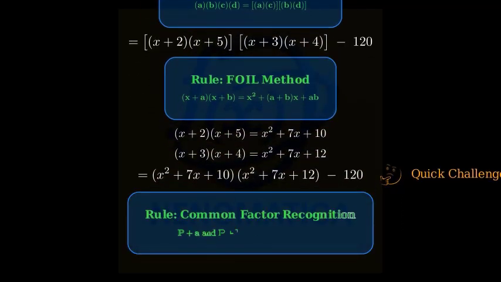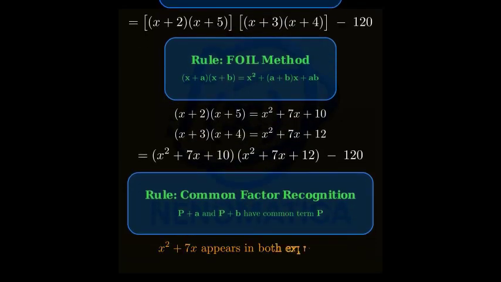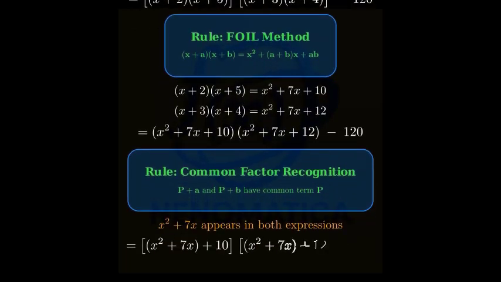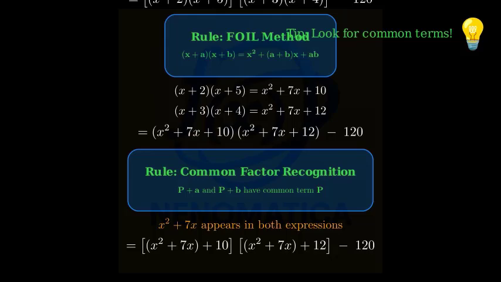Let's make an interesting observation. Both quadratic expressions have the same x squared and x terms, x squared plus 7x. They only differ in their constant terms. So we can rewrite our expression as x squared plus 7x plus 10 times x squared plus 7x plus 12 minus 120. Light bulb tip: recognizing common factors or patterns like this is key to solving complex algebraic problems efficiently.